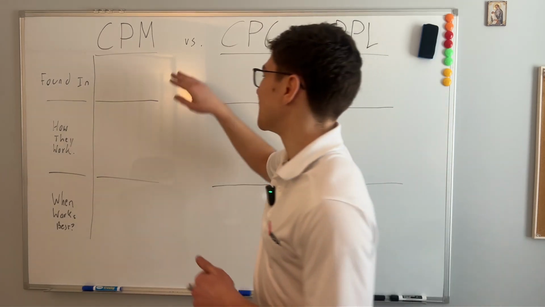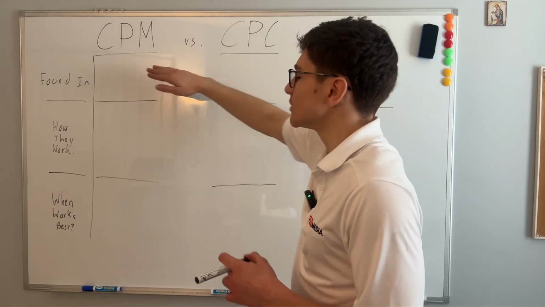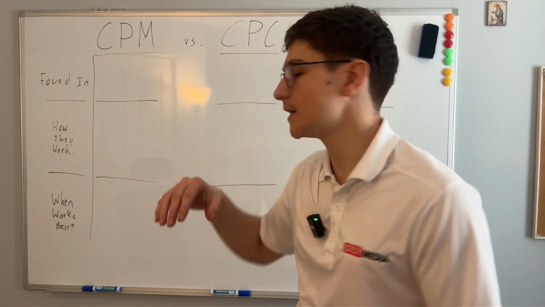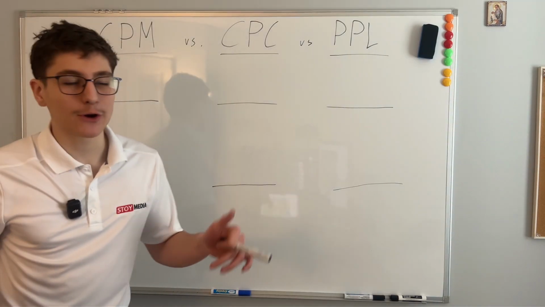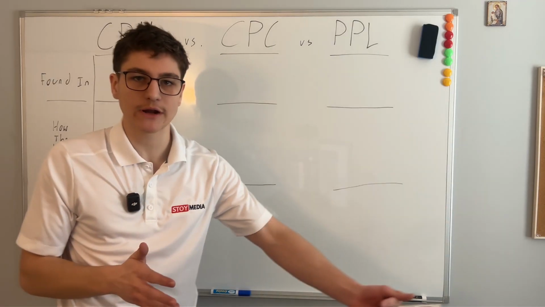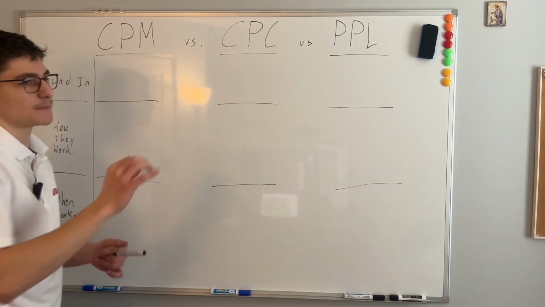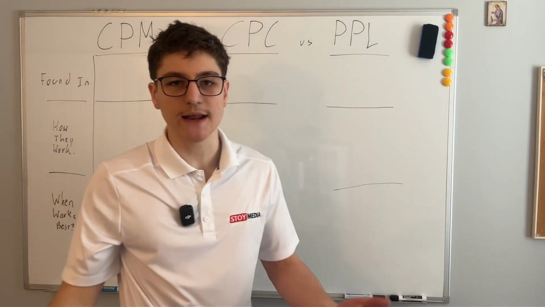Here's a quick rundown of CPM, CPC, and PPL advertising. So let's just run through all the definitions really quickly. We do basically all this as a marketing agency, so let me just give you a quick rundown. CPM is essentially paying per 1,000 impressions. CPC is paying per click. PPL is paying per lead, such as a lead aggregator.